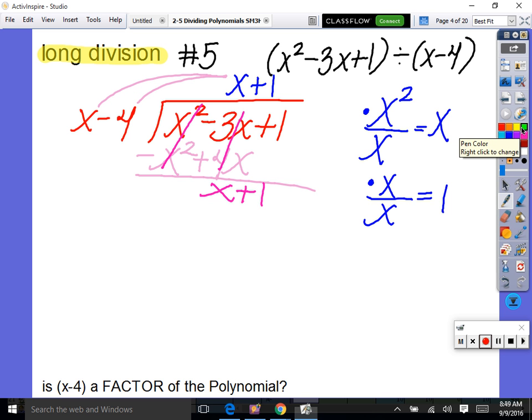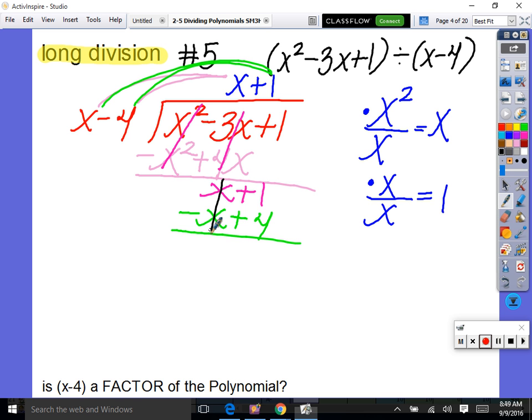Okay, now we got to do this again. 1 times x is x, correct? Positive 1 times negative 4, negative 4. Now don't forget, we need these x's to cancel out, so we're going to multiply the bottom by negative 1. So that's negative x, positive 4. And now we're going to add straight down to see what's left under our house. The x's become 0, 1 plus 4 is 5. So now 5, if we're focusing on leading coefficients, 5 doesn't divide by x, correct? So we're done. That's our remainder. So we have x plus 1 with a remainder of 5.